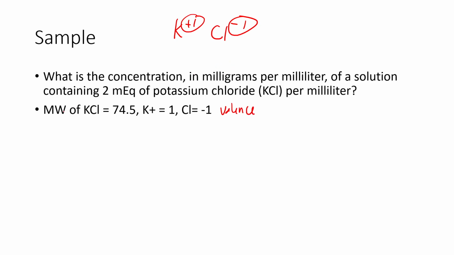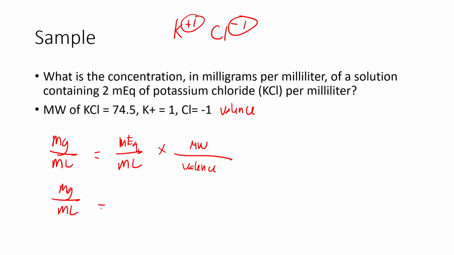So what we need is milligrams per milliliter. So mg per ml equals milliequivalent per ml, valence on the bottom, molecular weight on top. The molecular weight is 74.5. I'll write the plain formula first. So milligram per ml. What is our MEQ per ml? 2 MEQ per milliliter. The valence is 1. The molecular weight is 74.5. And the answer is 149 milligram per ml.